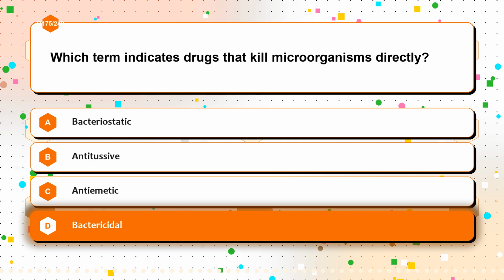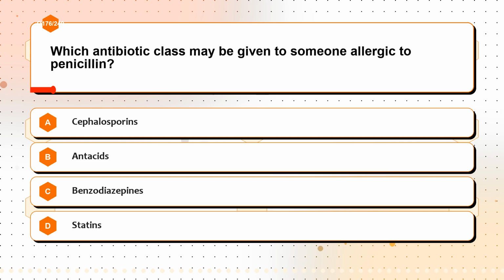The correct answer is option D. Bactericidal. Question 176. Which antibiotic class may be given to someone allergic to penicillin? Here are the options. Option A. Cephalosporins. Option B. Antacids. Option C. Benzodiazepines. Option D. Statins.